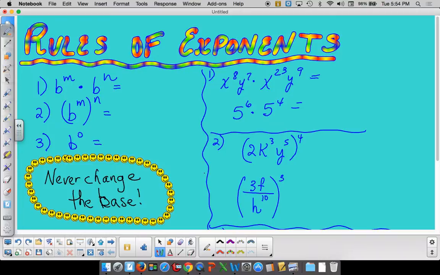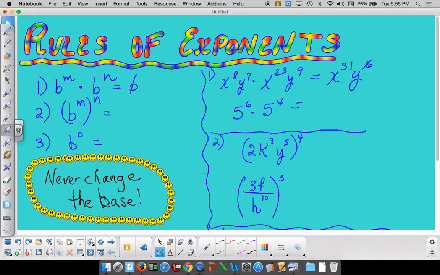Okay, our first rule is simply our rule about what happens when you are multiplying two terms together that have the same bases. And what do you do with the exponents? If you look at example number 1 here, we have x to the 8th and x to the 23rd. And hopefully you're going, well, heck, that's no big deal. I can do that. I simply add the exponents and I get x to the 31st. The y's, of course, will do the same thing. You're not changing the base. You're leaving y alone. And you'll have y to the 16th.